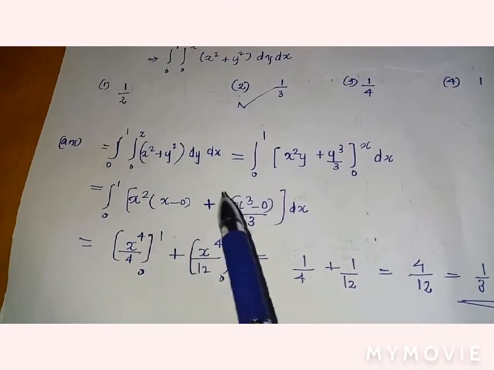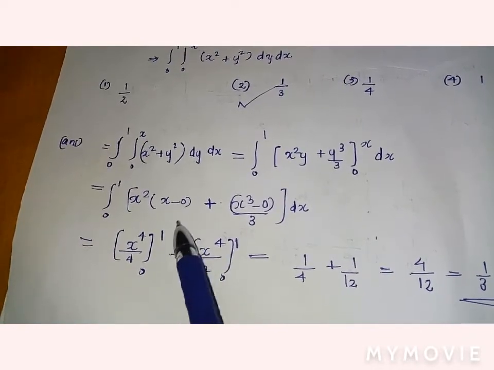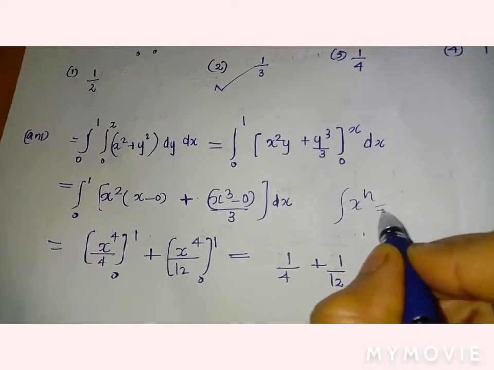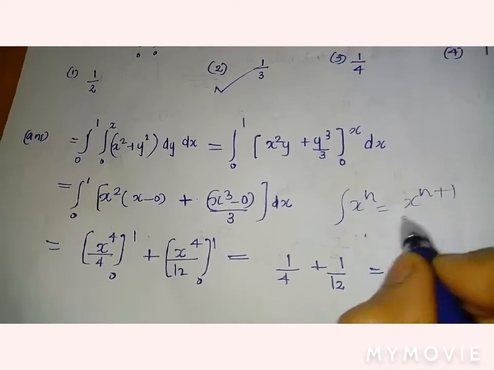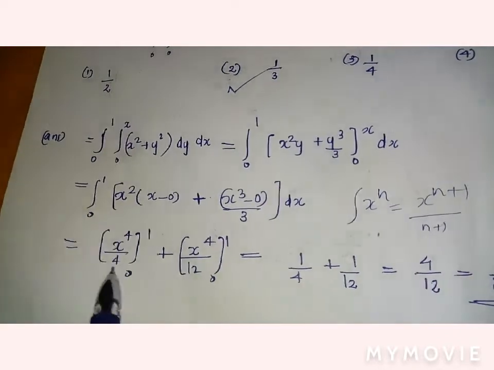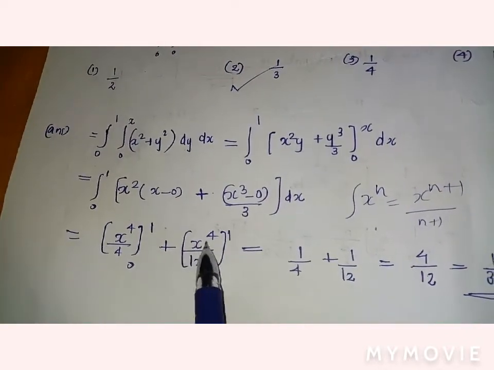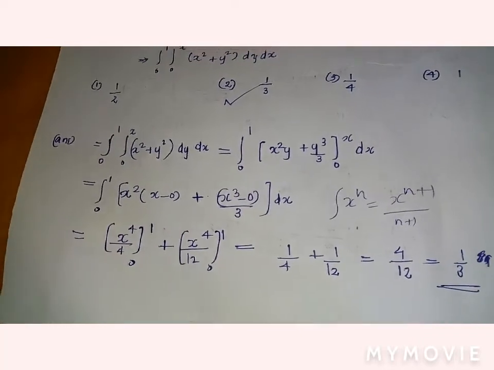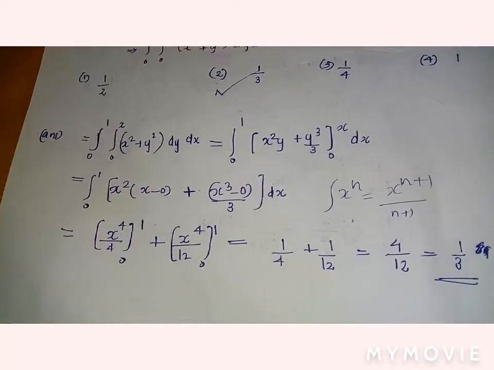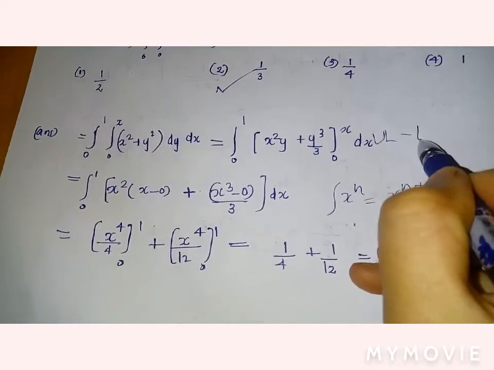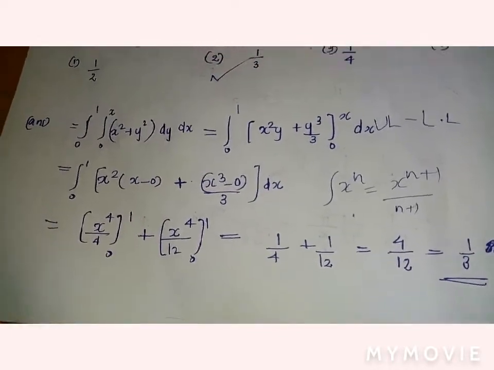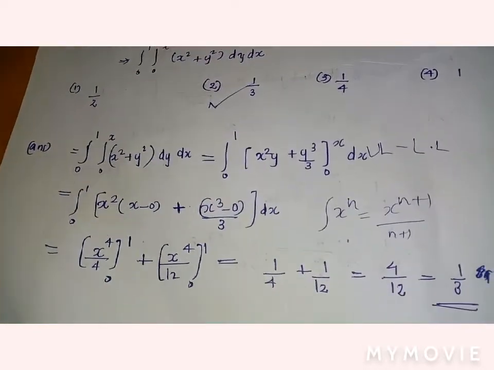Next we integrate once more. The integral of x cube is x power 4 by 4, because we know that the integral of x power n is x power n plus 1 divided by n plus 1. Here also, x cube by 3 becomes x power 4 by 4 into 3, that is x power 4 by 12. After putting the limits, upper limit minus lower limit, we get the answer as 1 by 3. So option 2 is the answer.